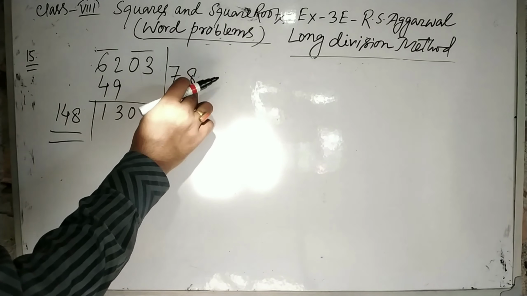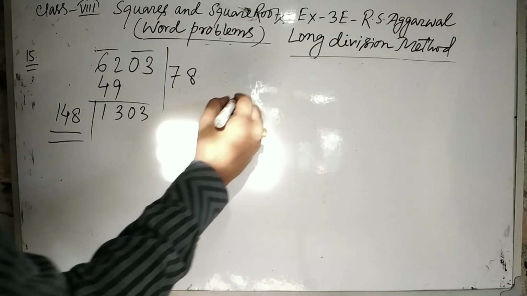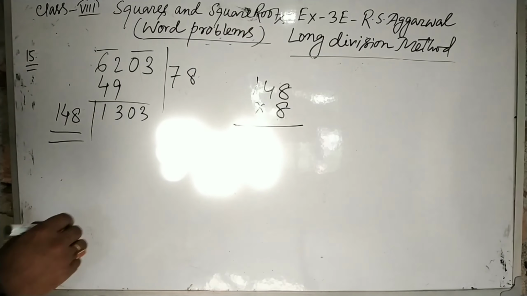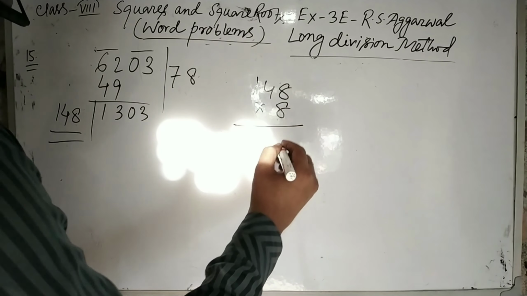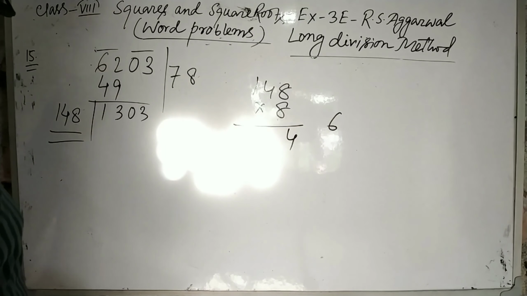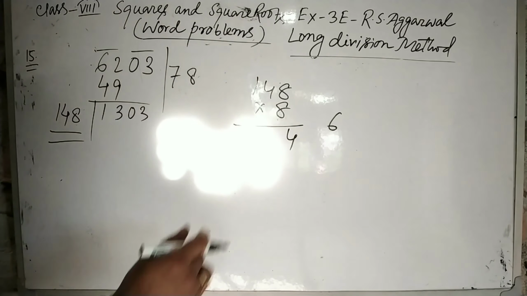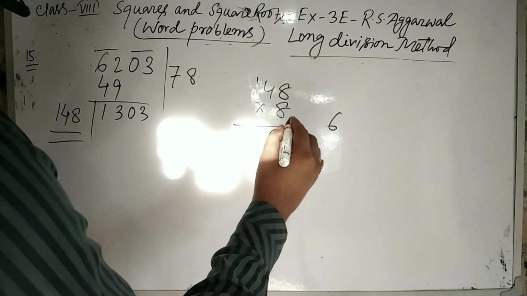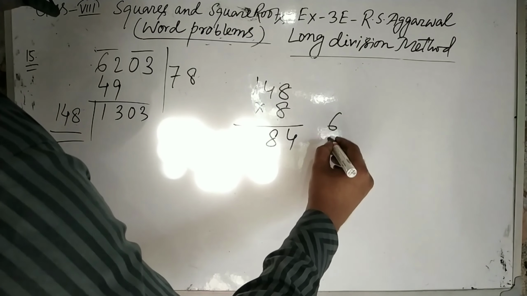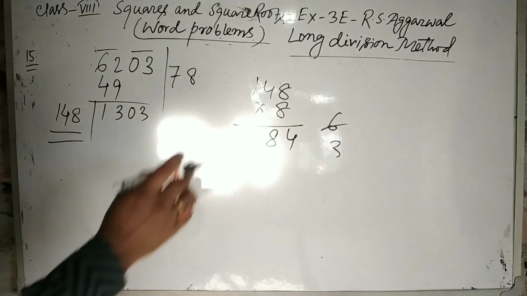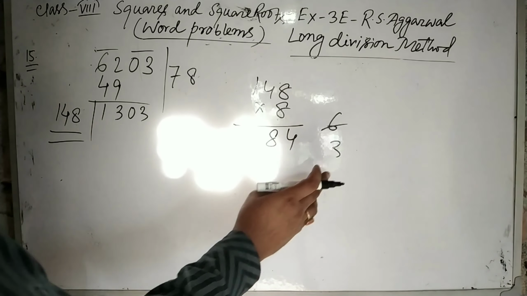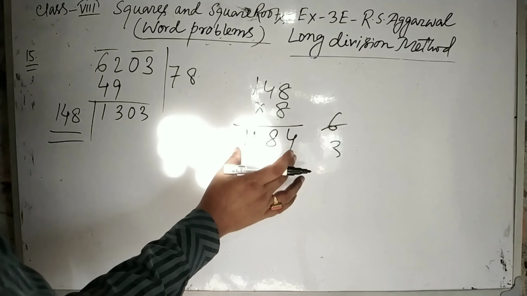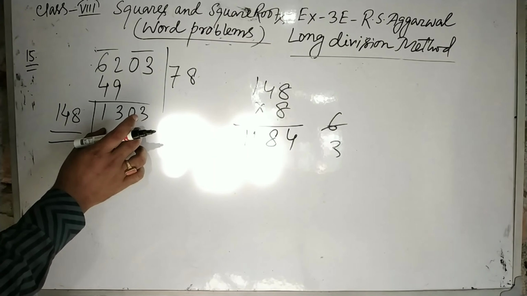So write 8 here, 8 also here. So 148 into 8. 8 8s are 64, 4, 6 in hand, 4 8s 32, 32 plus 6, 38, 3 in hand, 8 1, 8 plus 3, 11. So this is also less than this number.